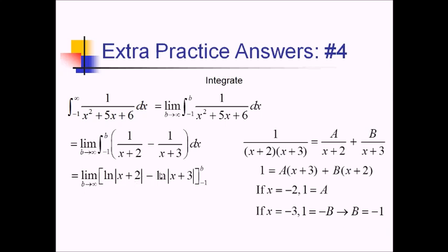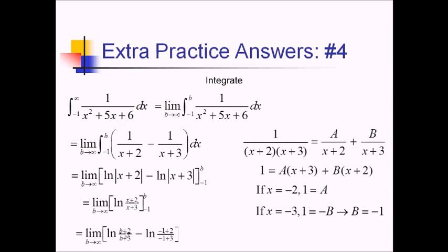So rather than plugging everything in right away, I'm going to actually move these together into one big ln. So this is really going to be ln of (x+2)/(x+3). And this is what I am now going to evaluate. So I've got, let's see here, ln of (b+2)/(b+3) minus ln of (negative 1 plus 2)/(negative 1 plus 3).